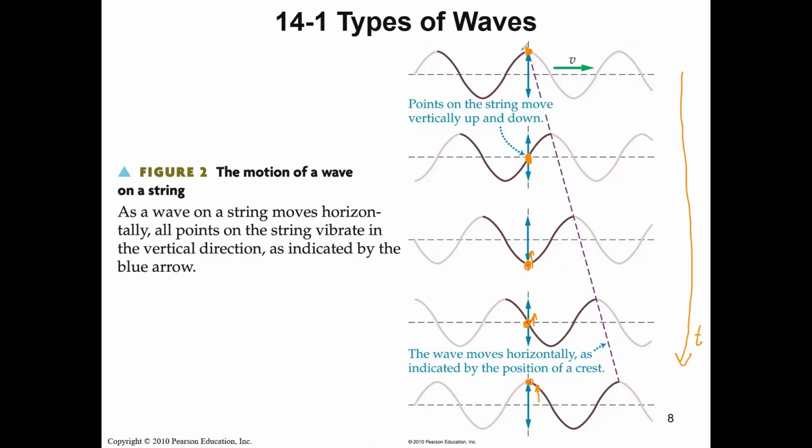But if we track the peak of the wave, we see that the peak is actually moving towards the right in time. So this is what we're talking about. If we track the peak, or the wave phenomenon, it actually moves. There's a propagation direction, and in this case it's propagation towards the right. But if we track a single spot on this wave, it just moves up and down.